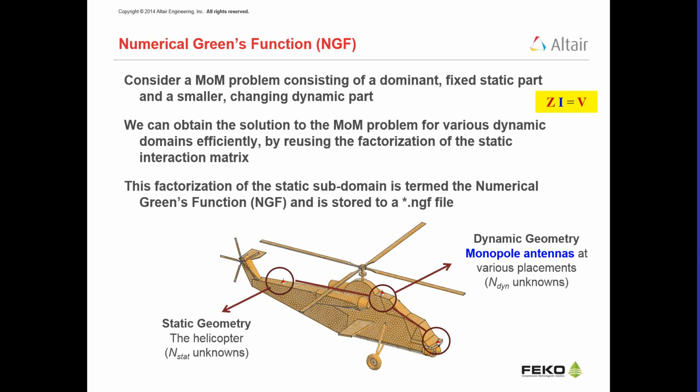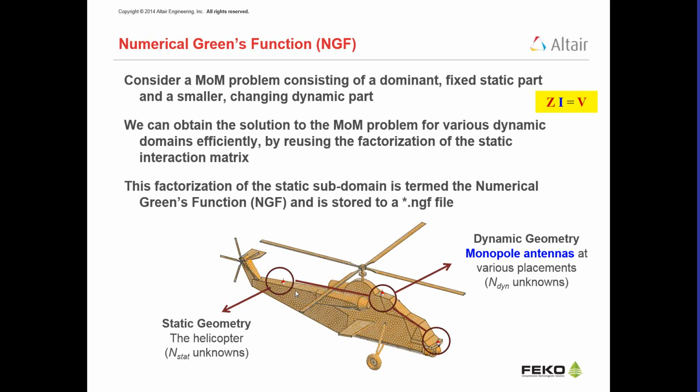So FEKO offers this technique called NGF, where you can store the matrix that you solve, use it for what we call a static part, that is the part that is not changing, in this case the whole helicopter, and only compute the dynamic part, in this case the monopole antenna that is moving from one location to the other location. So in the first location, for example, here, you compute the whole matrix and you solve the problem, but you store the static part in a file. I think you can choose this in FEKO as an option, and FEKO stores this in a file called .ngf, and will be reused when you move the antenna to the second location or third location.